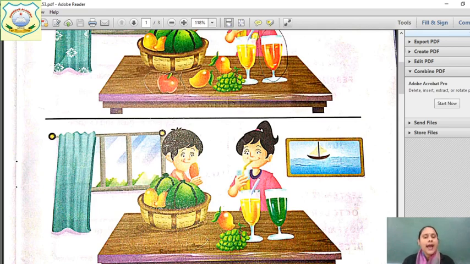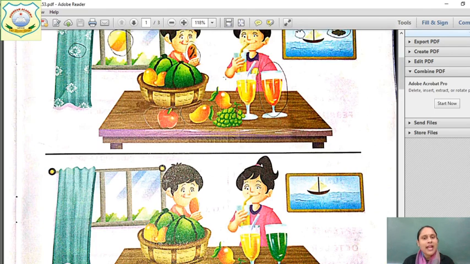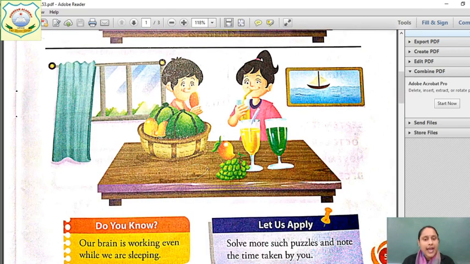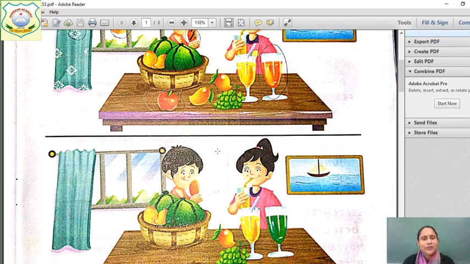Okay, and beside this apple here you can see there are two mangoes lying on the table, right? In the first picture there are two mangoes on the table, whereas in the next picture you can see only one mango lying there. So again it's a remarkable difference. So you have to circle this mango and this apple.